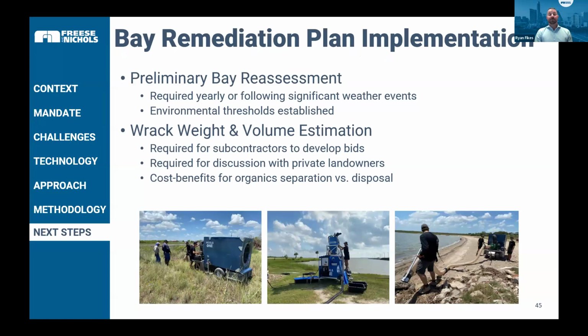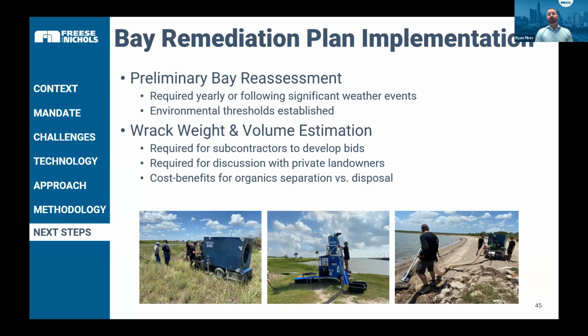In order to get to that point, we're doing reassessments every year or following any kind of significant weather events in which we have a series of thresholds established, which could include a high wind event, hurricane, tropical storm, or a quantifiable release from a spillway or the river system that empties into this bay.